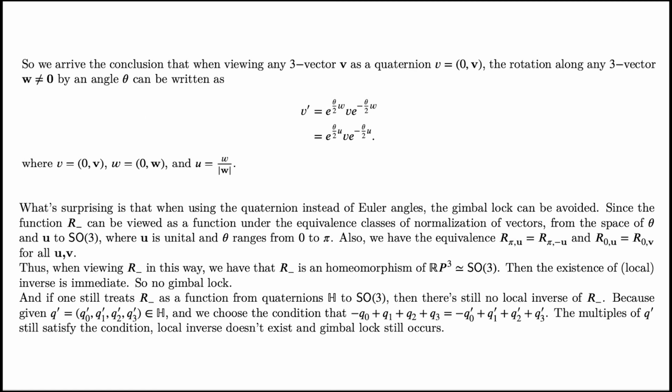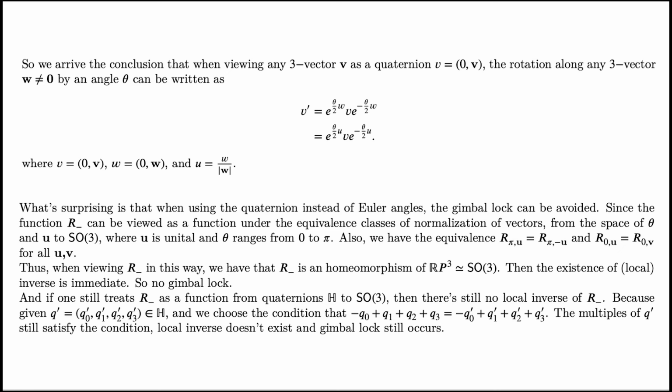So the conclusion is that when rotating the vector v along w by an angle of theta, it can be represented by a quaternion multiplication, e to the theta over 2 w times v times e to the negative theta over 2 w. Another important fact is that this function is invariant by changing w to a multiple of w. This means that we can always focus on unit vectors.